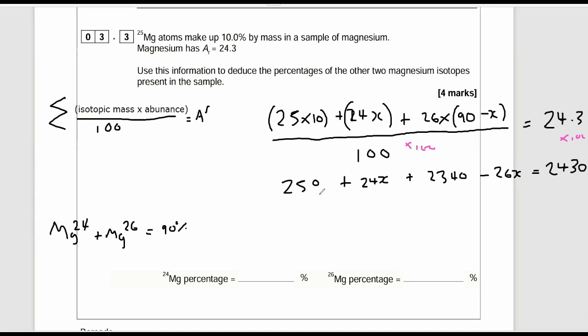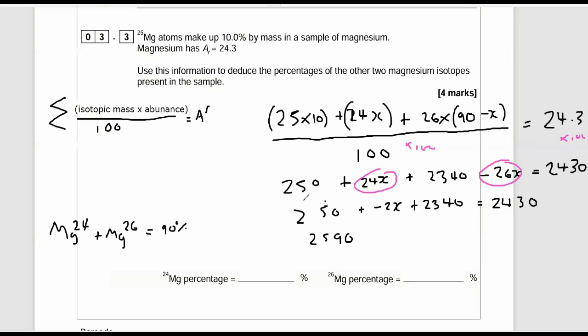And we're going to multiply 26 times 90 to get 2,340. And we're going to multiply 26 by minus x to get minus 26x. We're then going to simplify on the left-hand side by going minus 26x and 24x equals minus 2x. And I'm left then with 250 plus minus 2x plus 2,340 equals 2,430.